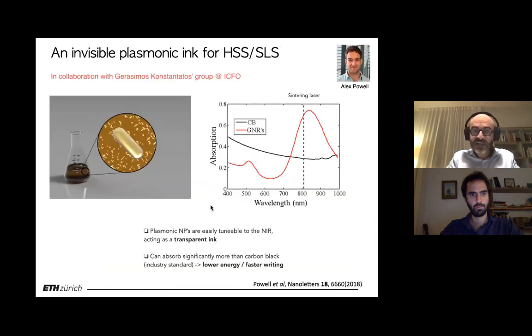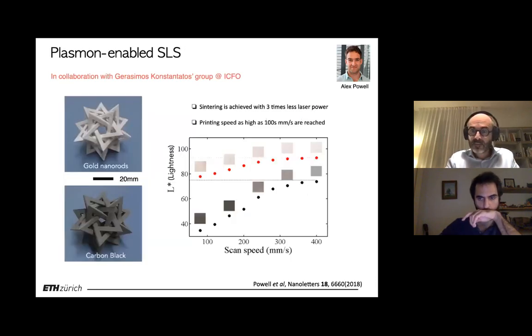or black. And so the idea here, I'm sure you already guessed, is to use, instead of this carbon-based ink, plasmonic nanoparticles. So this is a solution of gold nanorods that have been engineered to be resonant just at the edge of the visible. And so the idea is that with this invisible ink, we can overcome the limitation of the carbon-based ink.